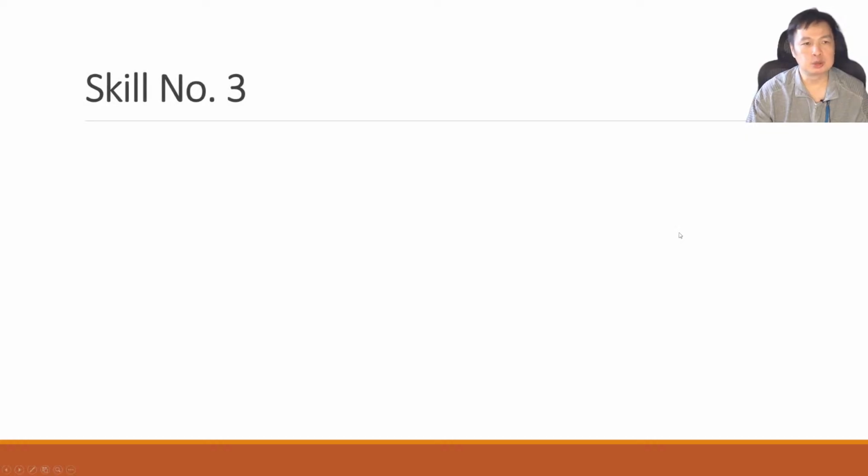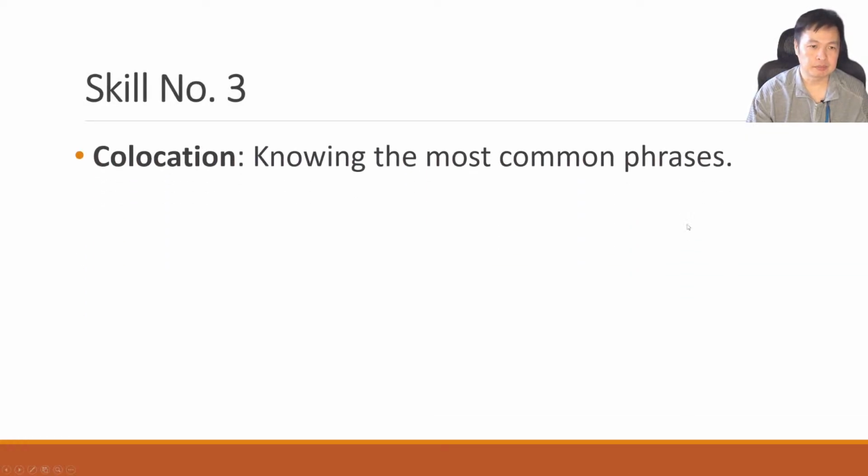And that brings us to the third skill. Now, the third skill is about collocation, right? Meaning knowing the most common phrases. Another way to explain this is that sometimes we call this the fixed phrase, right? This phrase has been used quite commonly. And if you come across these phrases while you're reading some stories or news articles or whatever, then this becomes very easy if the phrase appears in the closed passage.